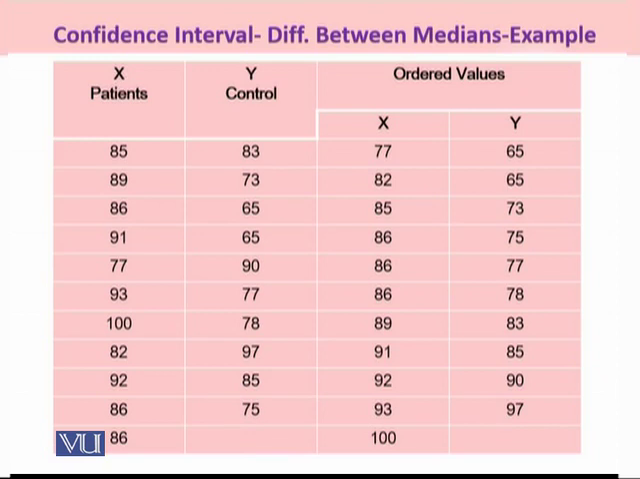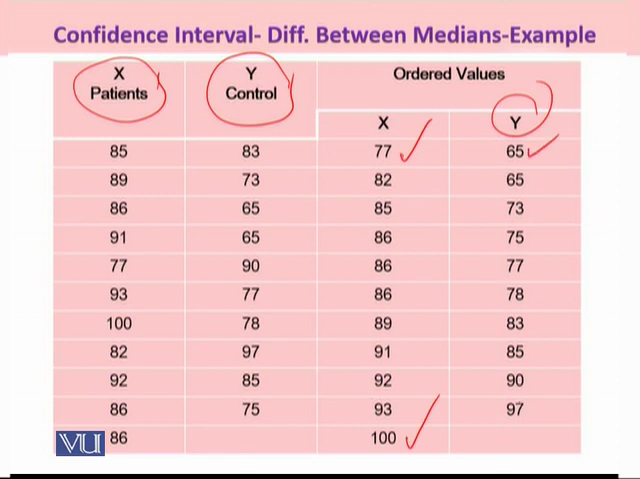Now students, the data is given before you. These are the patients, denoted as X, and these are the controls, denoted as Y. First of all, you need to arrange these data sets in order of magnitude from smallest to largest. If you can see, I have arranged the X data first, and then I have arranged the Y data from the smallest observation to the largest observation.